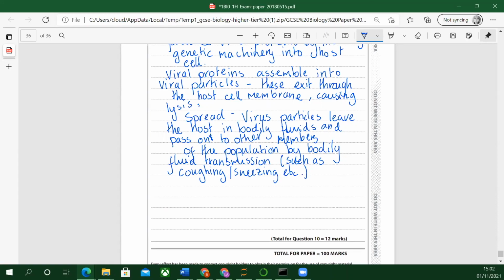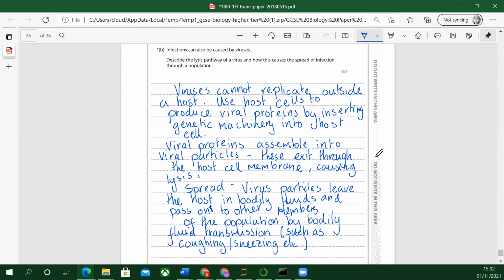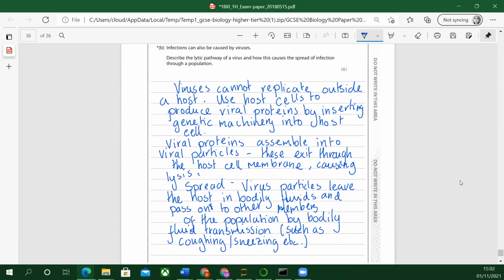So you probably all know quite a bit about the virus, but we can also draw a diagram as well to help you out with that one. So I'll leave that on the screen. So that's the end of that paper.